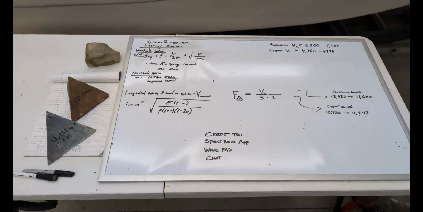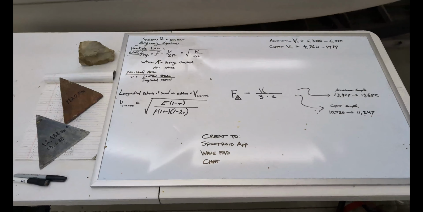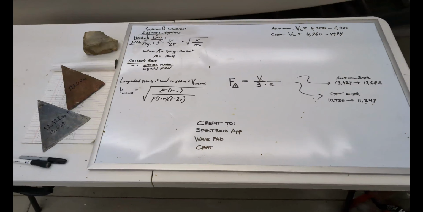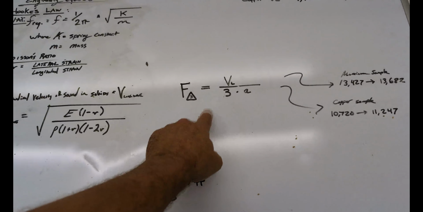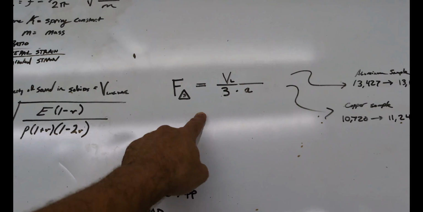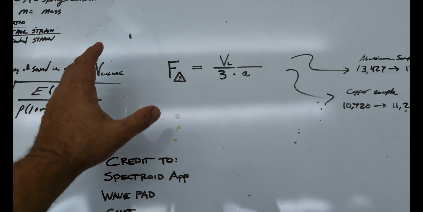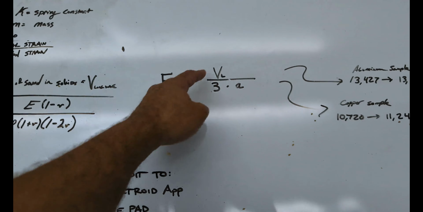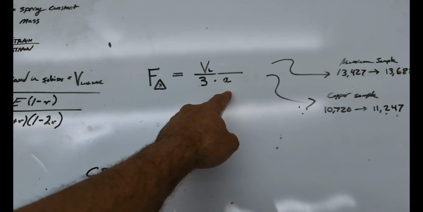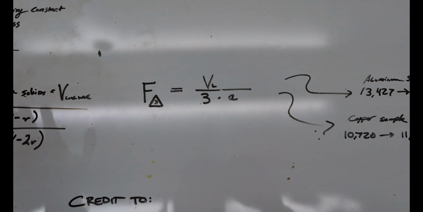Hello, this is my equation for the vibrational frequency of a pyramid, a three-sided equilateral tetrahedron. So that's it. That's the equation. It's a simplified engineering equation. The frequency equals velocity divided by 3 times a. It's really fairly simple when you boil it down to that.